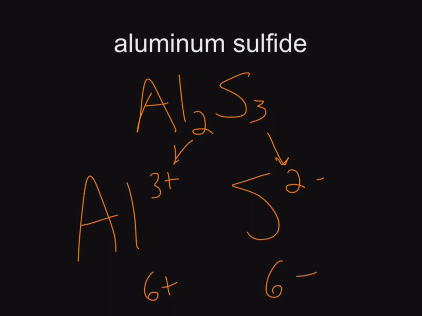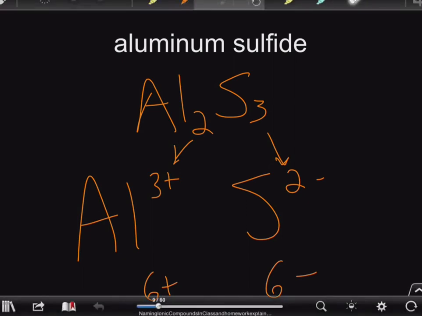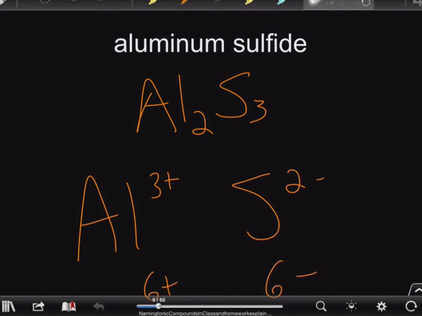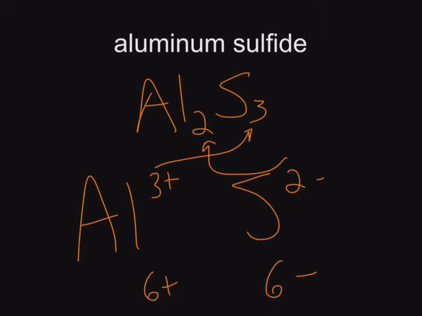And this is why the simplest thing to do is always just reverse the numbers. So take the number from the first element and make it into the subscript of the second element. Take the number from the second element and make it into the subscript of the first element. You'll always get a neutral charge.